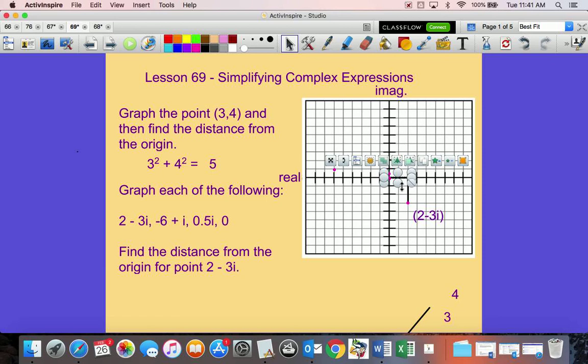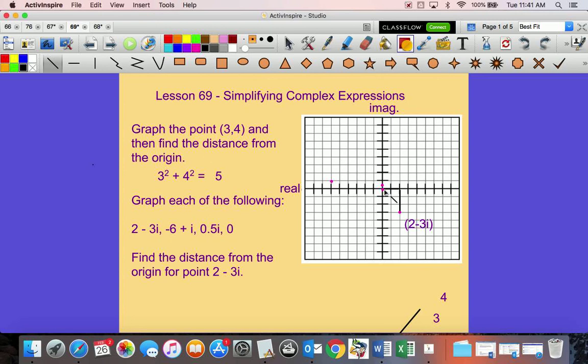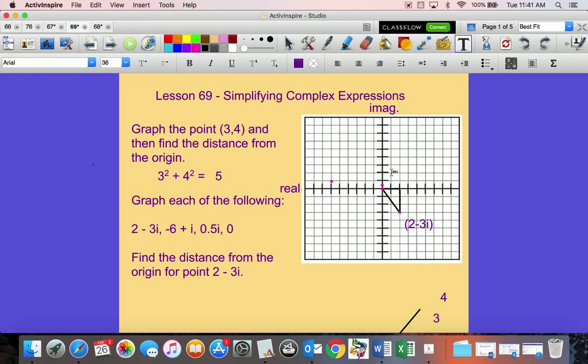Alright, so it sure looks again like we have some sort of triangle, and that's what would end up happening here. We want to find the distance from this point all the way down to this point. Well, once again, just like we did before, we know that this distance here is 2.